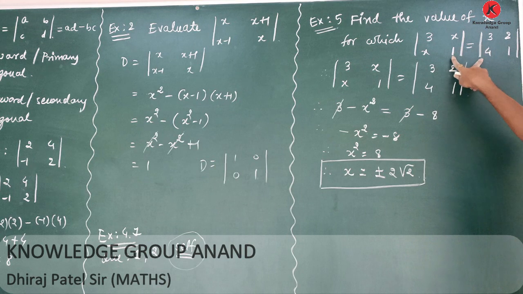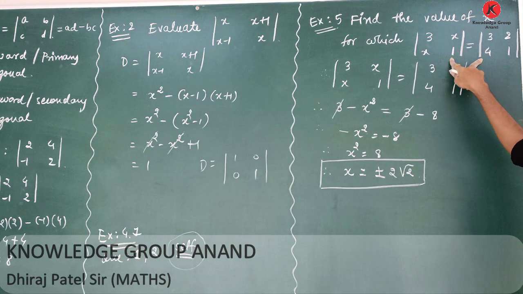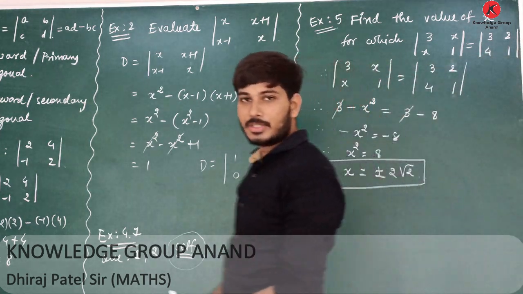We are getting that these two determinants are equal, or the numbers associated with these two determinants are equal. Okay, clear? Thank you very much.